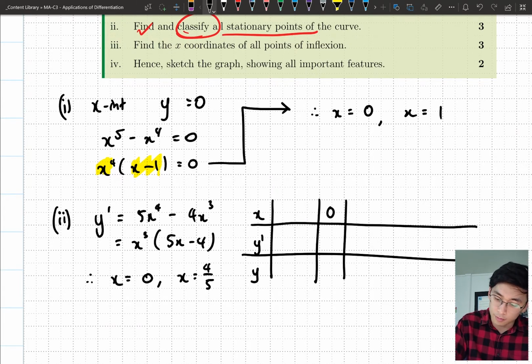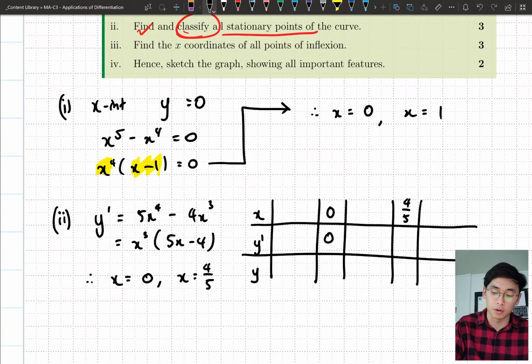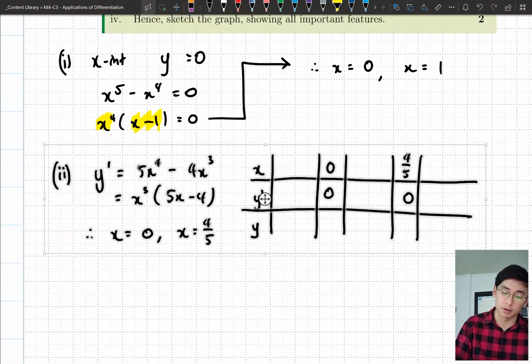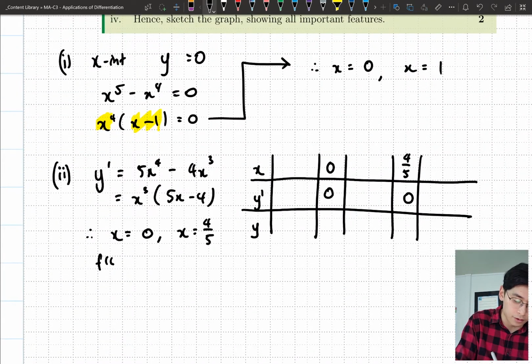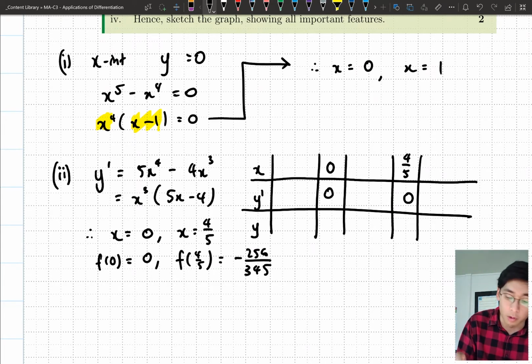The first one is 0, and the second one is 4 over 5. I know at these 2 points, the first derivative is equal to 0. For the y value, I just need to sub these back into my original function. So here, I'm going to sub in f of 0, which gives me 0, and f of 4 over 5, which I've done in advance, which is negative 256 over 3125. Whoops, my bad.